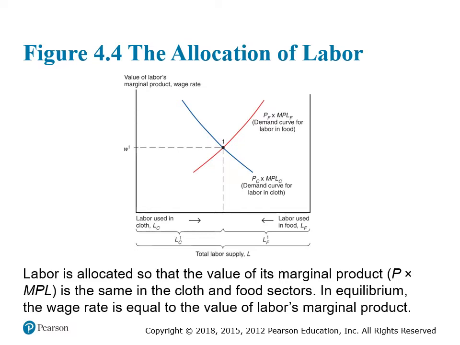So in this equilibrium point, the wage rate is equal to the value of labor's marginal product. It's the same concept that we talked about before, that the wage of a person is according to the value that they contribute in production of either cloth or food. So wage reflects the marginal productivity of labor.